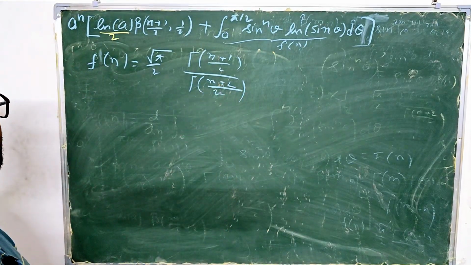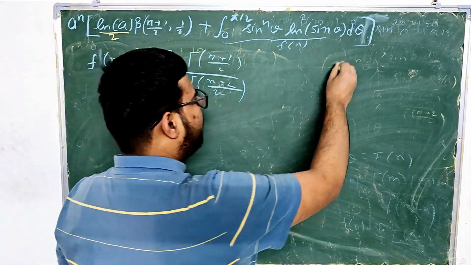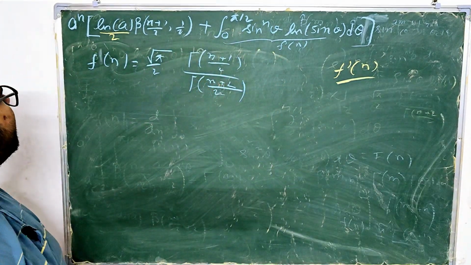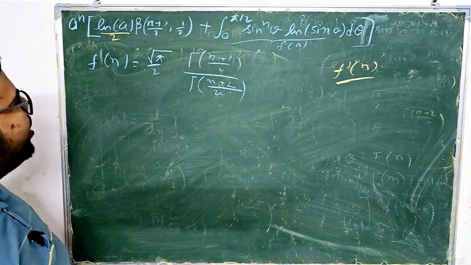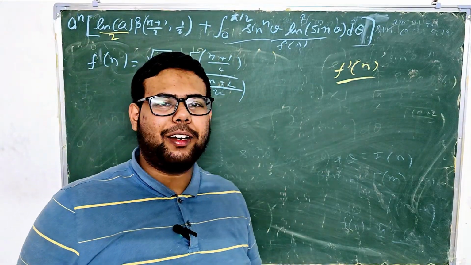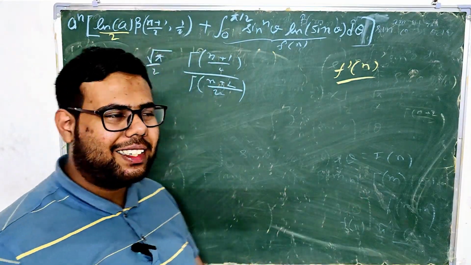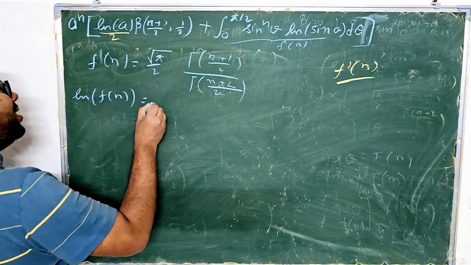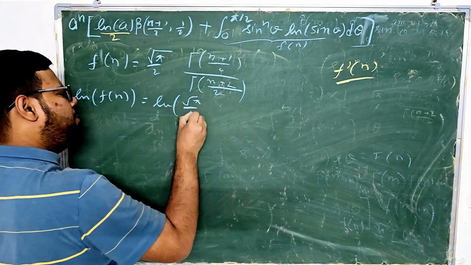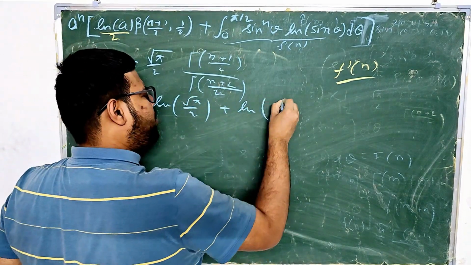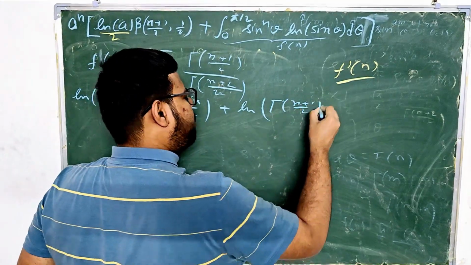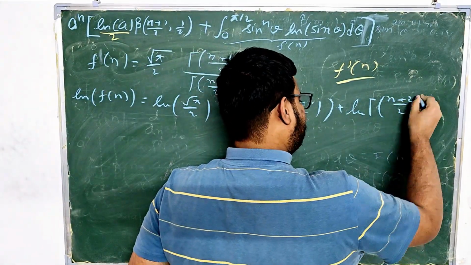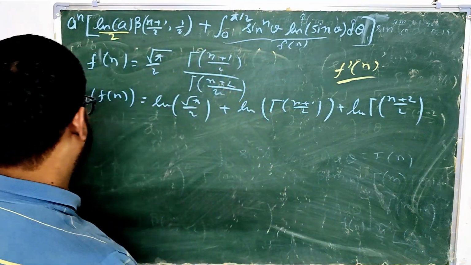Okay, now from here you have to go to f dash of n. How will you go? Well, in such cases we prefer to take natural log on both sides. Okay, so natural log of f of n is natural log of root pi by 2 plus natural log of gamma at n plus 1 by 2 minus natural log of gamma at n plus 2 by 2, correct?